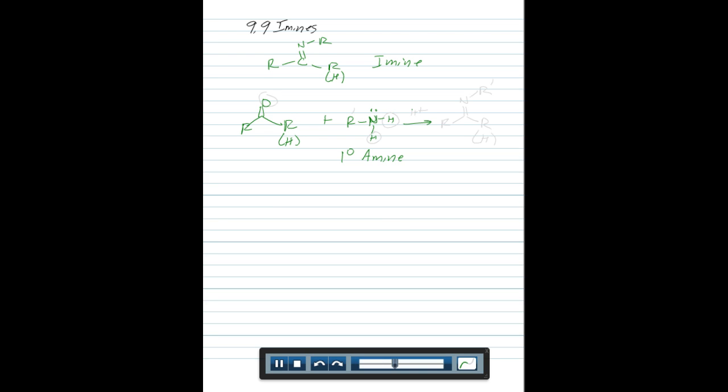Okay, and then you add acid. The reason is because you lose an equivalent of water, and the water comes from these two hydrogens and this oxygen. So in order to lose water, you have to have at least two hydrogens on there. Let's put a prime there so it distinguishes between the groups. H. Right, and those are imines.